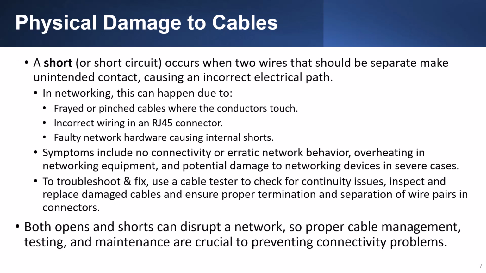A short or short circuit occurs when two wires that should be separate make unintended contact, causing an incorrect electrical path. In networking, this can happen due to frayed or pinched cables where the conductors touch, incorrect wiring in an RJ45 connector, or faulty network hardware causing internal shorts. Symptoms include no connectivity or erratic network behavior, overheating in networking equipment, and potential damage to networking devices in severe cases. To troubleshoot and fix, use a cable tester to check for continuity issues, inspect and replace damaged cables, and ensure proper termination and separation of wire pairs and connectors.